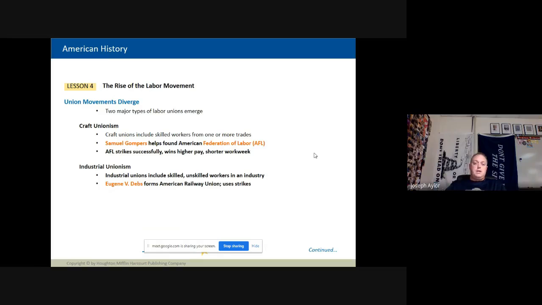So Eugene Debs started to develop this idea of using strikes to get what they wanted. If you're not going to give us higher pay, well, we're not going to get any pay because we're walking out, and you're not going to make any money because we're not making your product either.